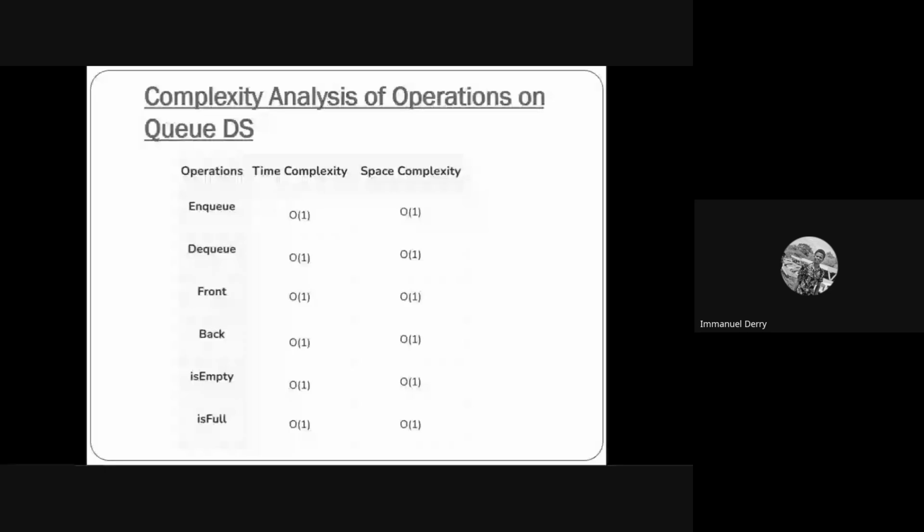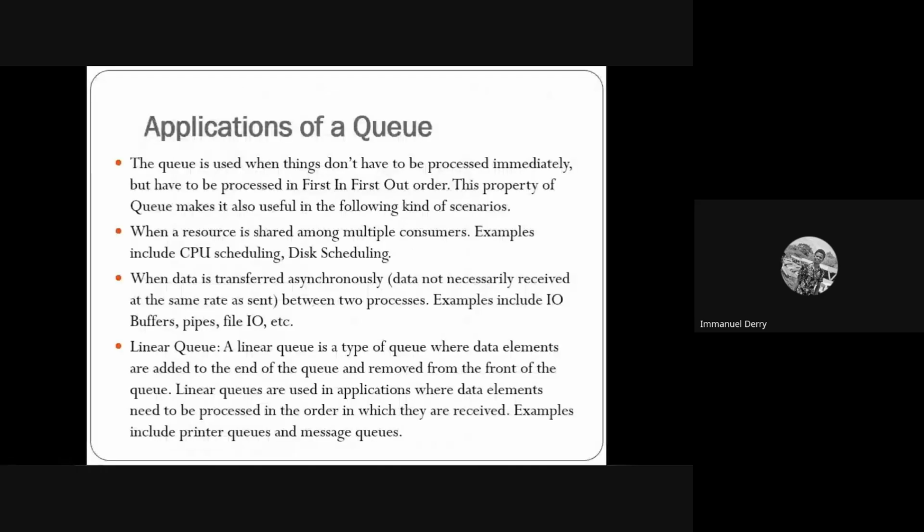So let's look at the application of the queue data structure. If you have items that are not supposed to be processed immediately, but have to be processed in first order, then it is best to implement them in the queue data structure. That is, if this one comes in first, it's supposed to be processed before the other, then you can go in for the queue data structure.